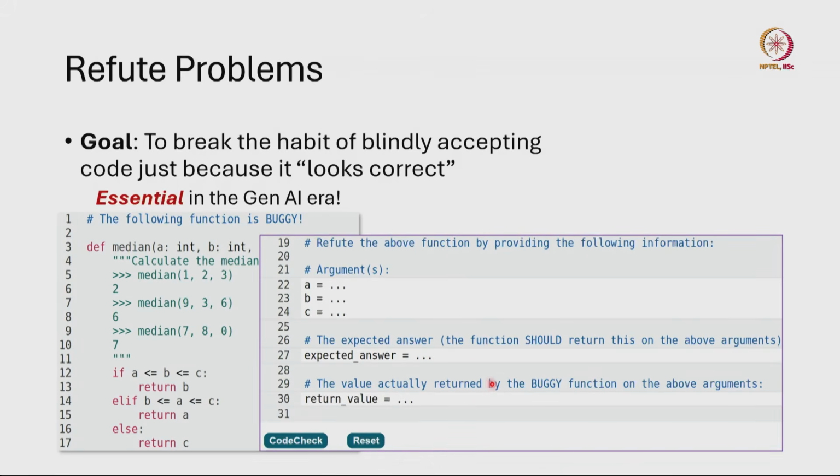And then, since the function is buggy, tell me what value is actually returned by this buggy function when you give it these arguments. Since you are trying to give me a counterexample, the value you put over here and the value you put over here must be different. And then you will click on CodeCheck and get feedback on your answer. So let's actually go to this website called CodeCheck, where we will try our first refute problem.